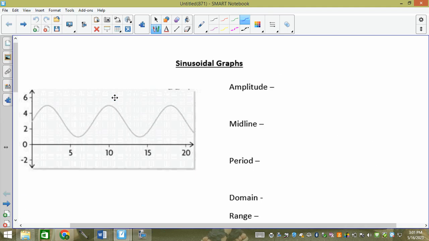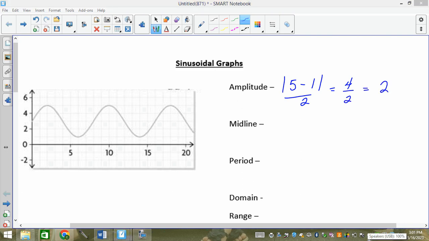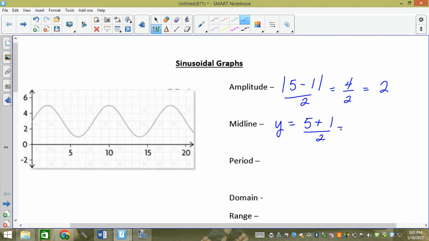Amplitude is absolute value of max minus min divided by 2, right? So it's going to be 5 minus 1 divided by 2, which is 4 divided by 2, which is 2. How do I get the midline? Y equals max plus min divided by 2. So we get 5 plus 1 divided by 2 because we're getting the average. And the midline can be 3.